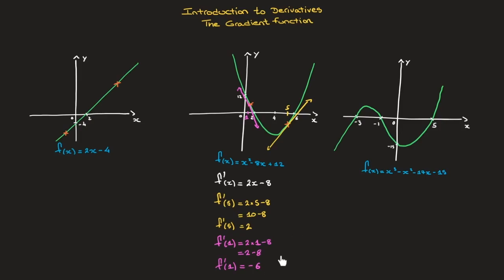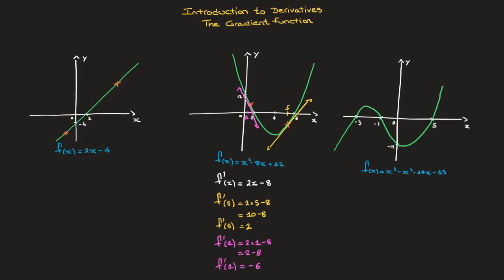And so this quick example shows you what the derivative function will allow us to do. We're going to be able to calculate the gradient of a curve at any point along its length. Indeed, to calculate the gradient of a curve at any point along its length, all we need is the derivative function. And for that reason, it's often simply called the gradient function, because the output value of the derivative function is always a gradient.